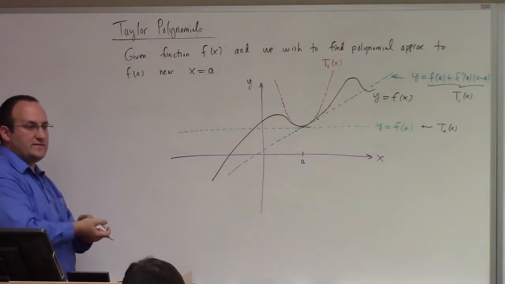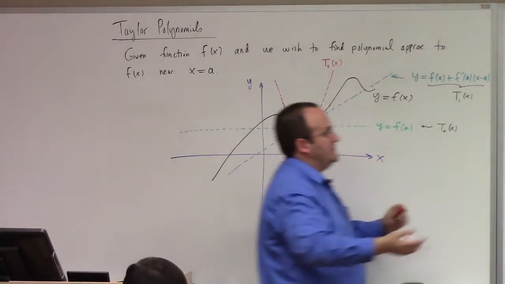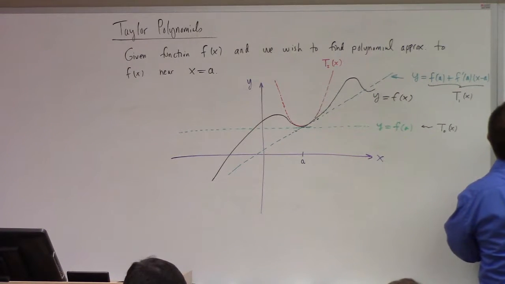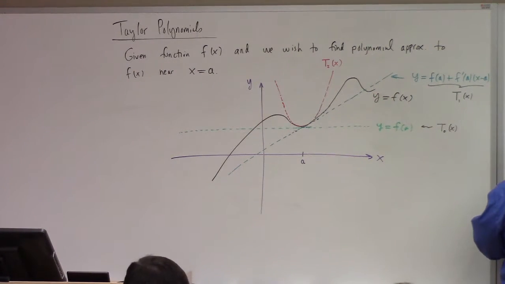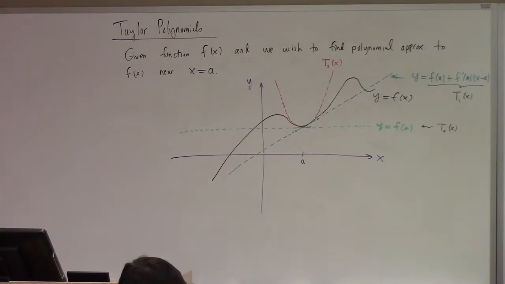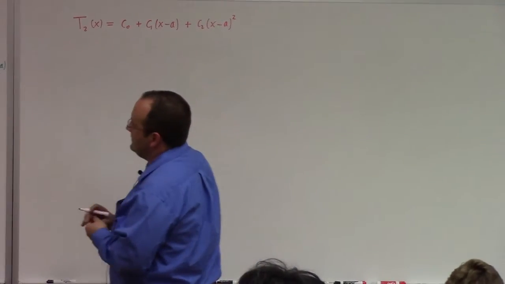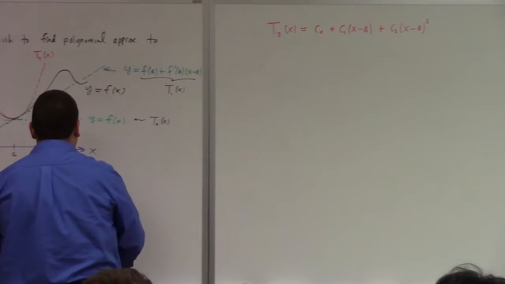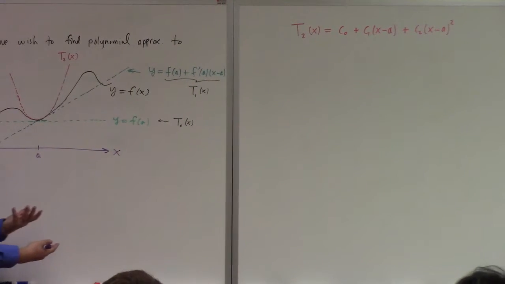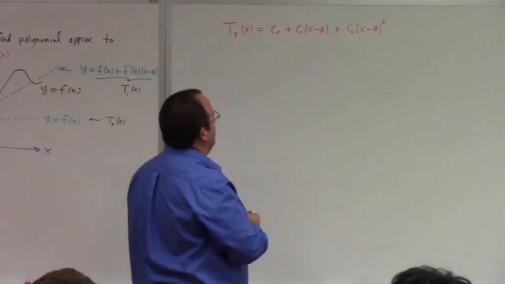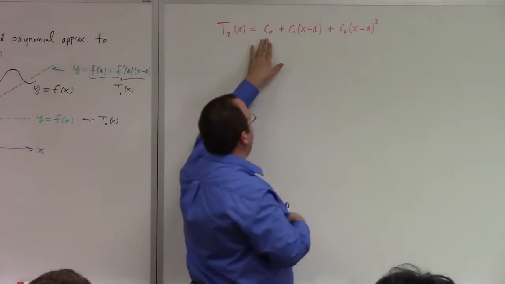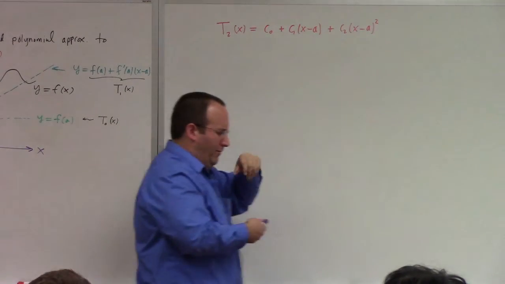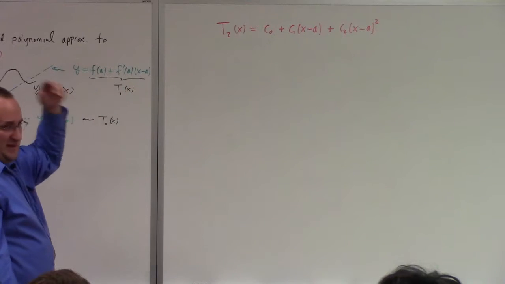Now, we don't know what T2 of x looks like, all right? All we know at the moment is that T2 of x is equal to some constant, let's say C naught, plus some other constant, let's say C1 times x minus a, plus C2 times x minus a squared. If you don't find this natural, I suppose I could start with a plus bx plus cx squared, vice versa. But this is much easier to think about.